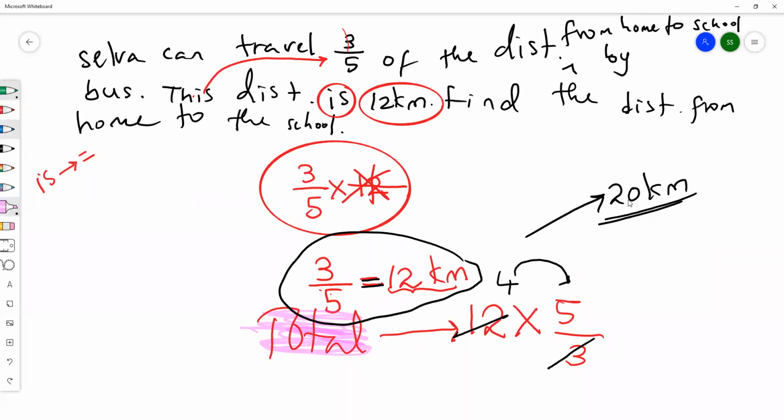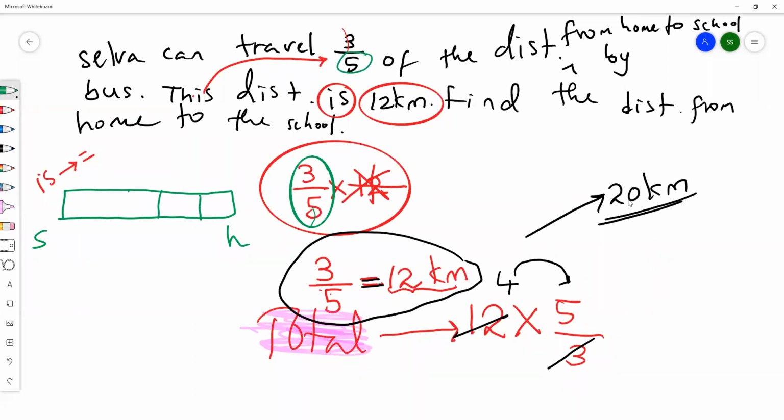Okay, if you want to check it diagram wise, draw a diagram and check. Listen carefully. This is the distance from school to home. So the distance is divided into 5 parts. 1, 2, 3, 4, 5. Okay, 3 portions, 3 parts are going to be traveled by bus. How many kilometers are traveled by bus? This distance is 12 kilometers. Bus distance is 12 kilometers.